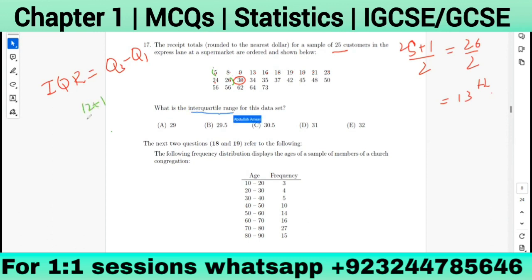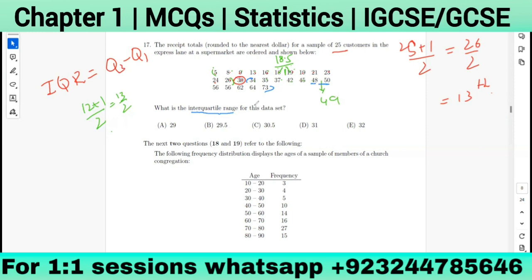12 plus 1 by 2, 13 by 2 is 6.5. Okay, 1, 2, 3, 4, 5, 6. So between the 6th and 7th values is 18.5. And here again 1, 2, 3, 4, 5, 6. The 6.5th is between 48 and 50, so it would be 49.